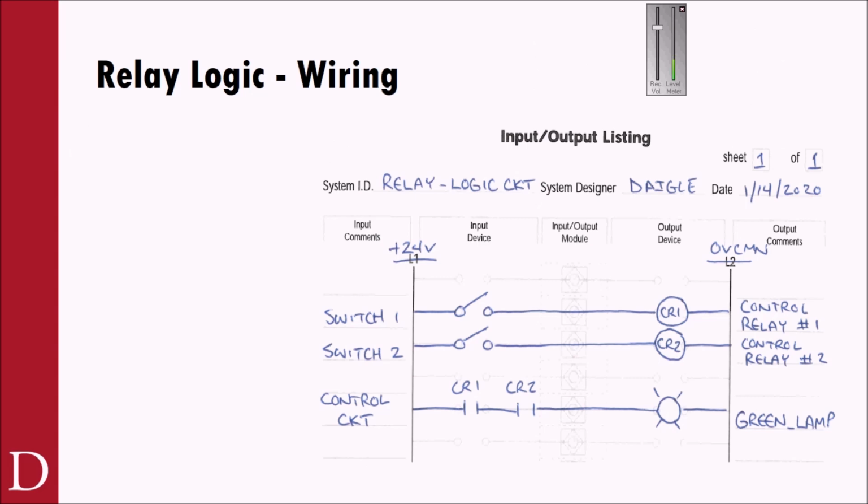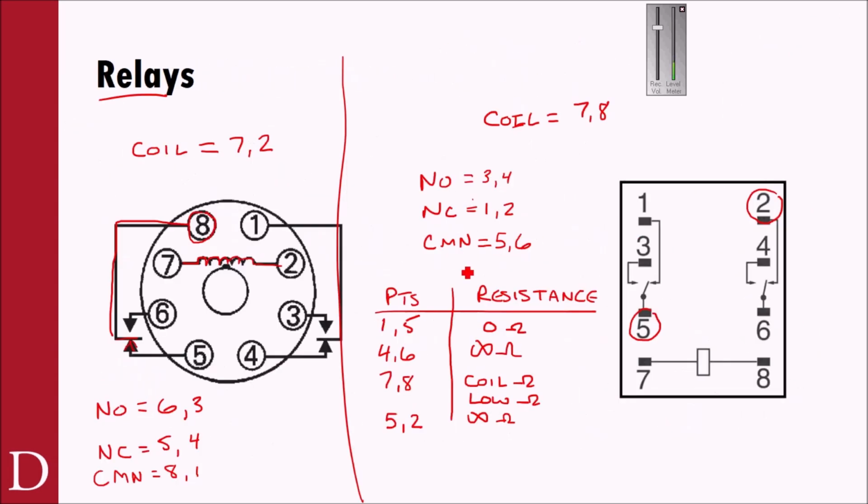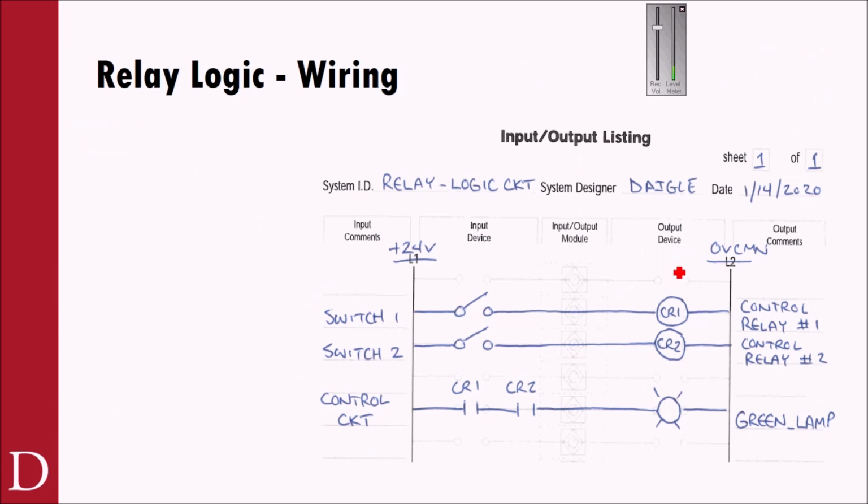Big thing on the I/O listing sheets and with relay logic. You can go back and look at what's the coil. The coil was 7 and 8, and a normally open was 3 and 5 or something like that. So you could actually label these 7 and 8, and 7 and 8 on control relay 2, and 3 and 5, and 3 and 5. So be prepared to do something like that.